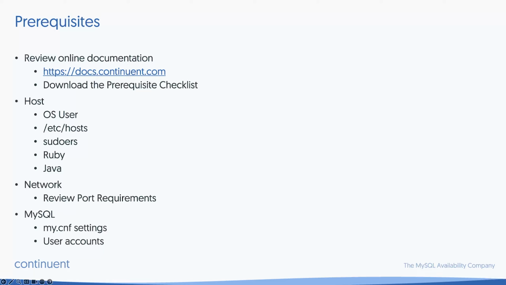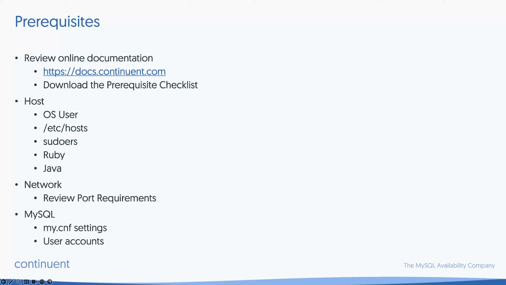Network, there are various port requirements between the hosts. For example, between the extractor and the applier, they will need to communicate. In an off-board situation, the extractor and the appliers will also need to communicate to their source or target databases accordingly. So review those port requirements in the documentation and make sure that's in place.